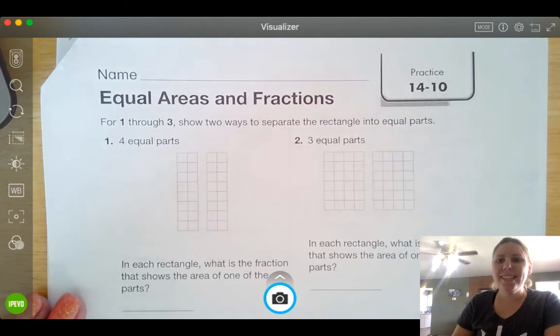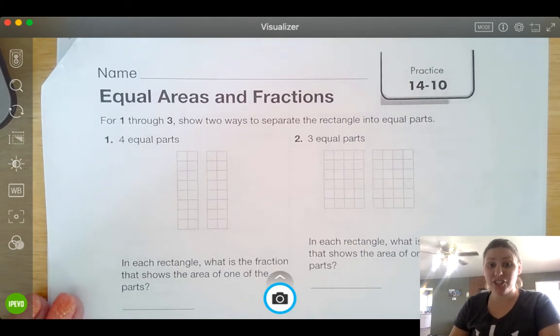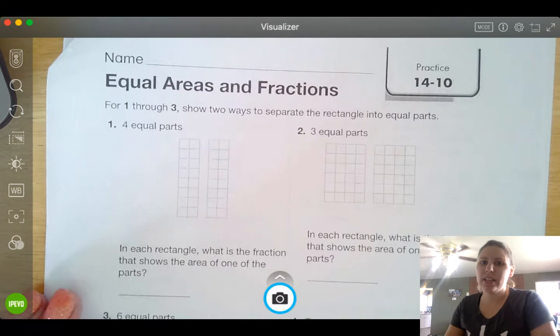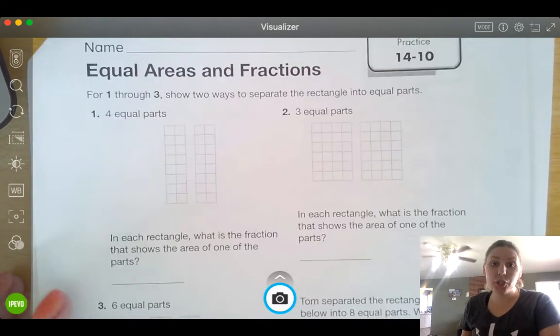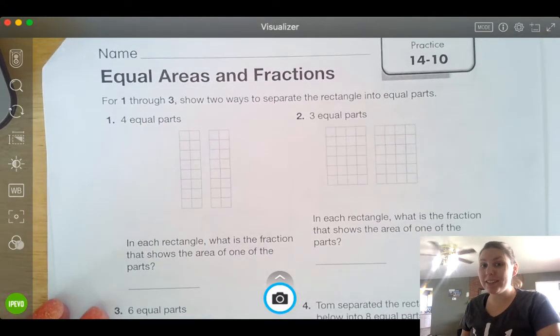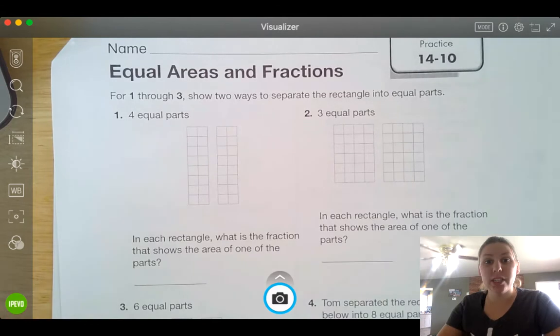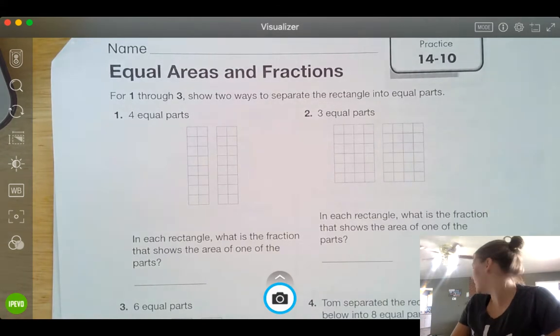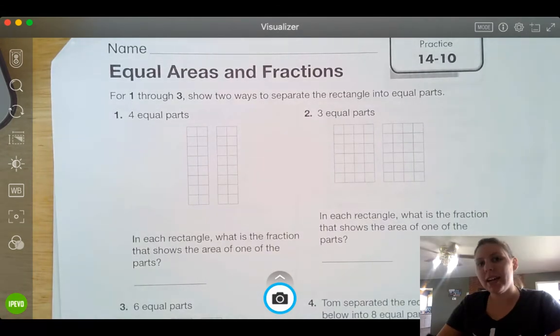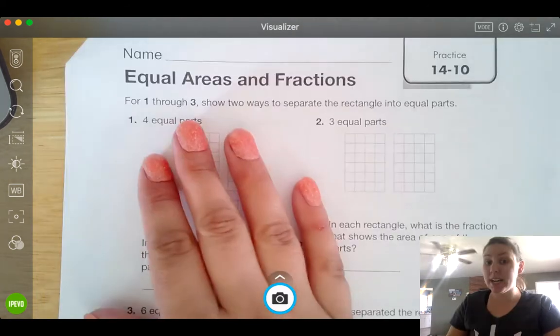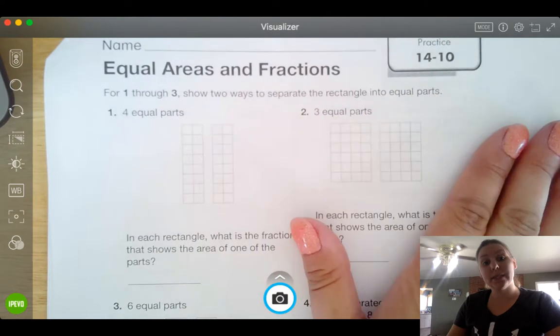Hey guys, today's lesson is 14-10, which is equal areas and fractions. So this is taking area, which is what we've been doing this topic, and integrating what we've learned about fractions in topics 9 and 10. So we know that for fractions, it has to be equal parts. So we're going to be taking these areas and making them equal parts.